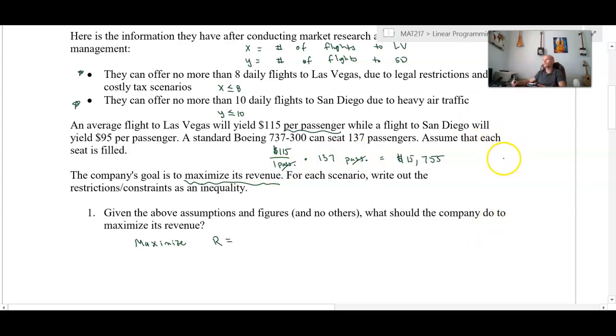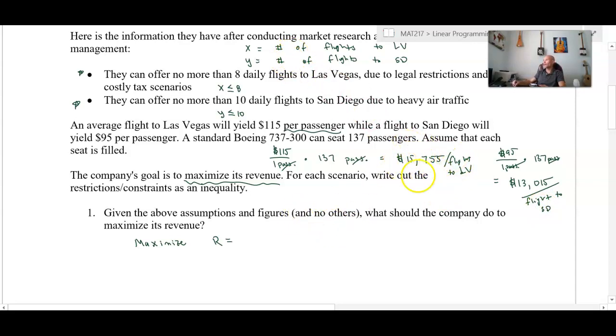For San Diego, similar notion, would be $95 per passenger multiplied by 137 passengers, and 95 times 137 gives me $13,015. So our revenue for each flight, remember X is the number of flights, this is how much we're going to make per flight to Las Vegas, and this is how much we're going to make per flight to San Diego. So we're going to offer X flights to Las Vegas.